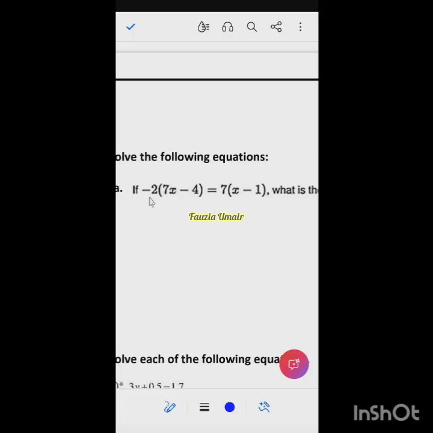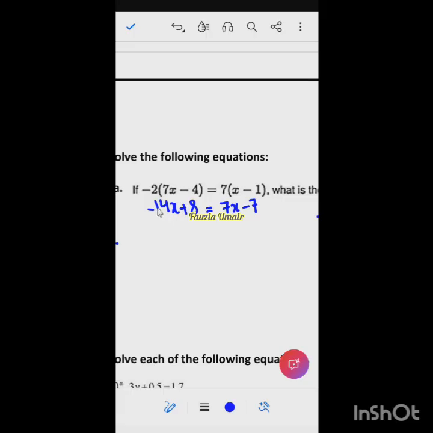Minus 14x, minus 2 multiplied by minus 4, plus 8. Okay, is this clear? Yes, ma'am. All right. So now the second side. 7, if you multiply 7 with both of them, what will that be? 7x minus 7, right? Yes.